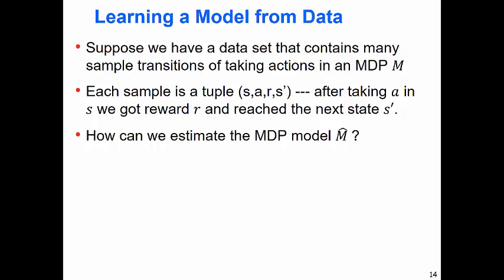So if I give you that whole set of tuples, how can you estimate the model of the MDP? It's not really a trick question. Any ideas for how you would do that? How would you estimate the reward function? This is definitely not a trick question. So I'm giving you a whole bunch of data of this form, and now I want you to just give me an estimate of the reward function.